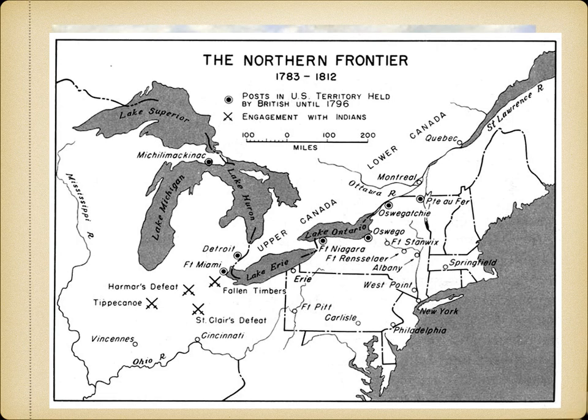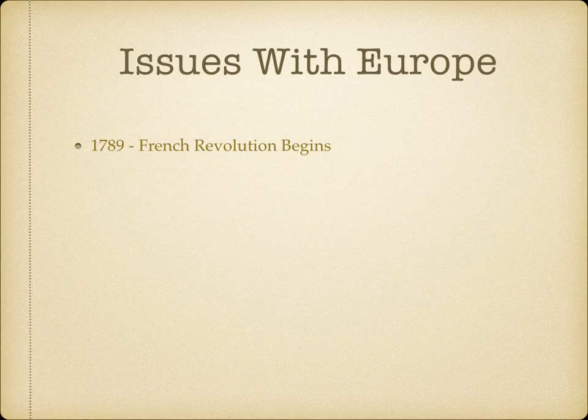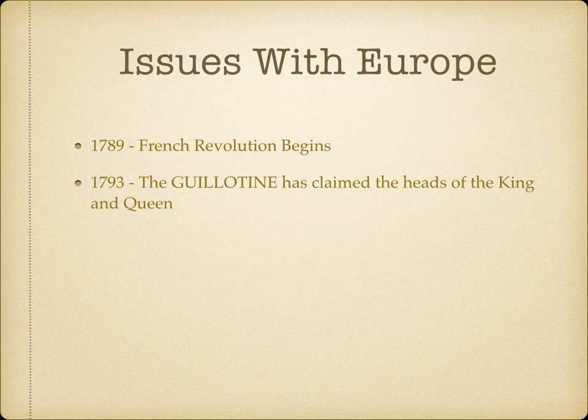So, moving on. Europe. Issues with Europe. In 1789, the French Revolution begins. Now, most Americans are pretty excited about this and say, hey, this is awesome. The French are doing like what we did. They're fighting against tyranny. They're fighting against the monarchy. They're going to make France a better place. But 4 short years later, the guillotine has claimed the heads of the king and queen.